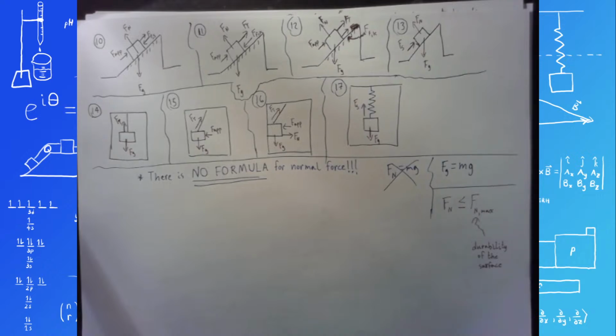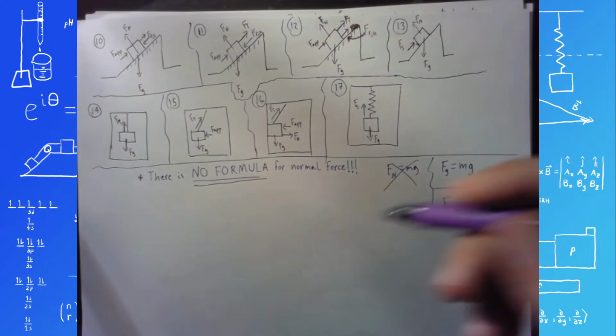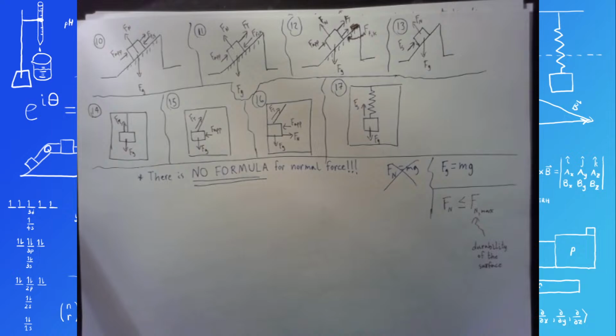Usually this maximum will not be given to you. Usually it will just be assumed that whatever problem you are given, this maximum is high enough that the normal force can be whatever value you calculate that it needs to be. But that's really all there is to it. There is no formula for normal force.